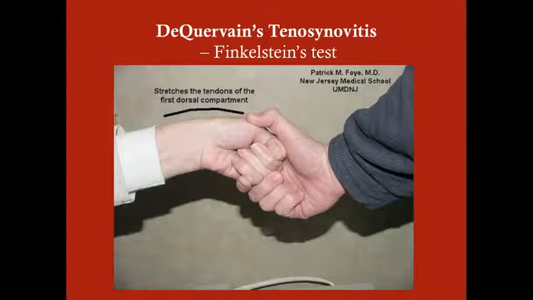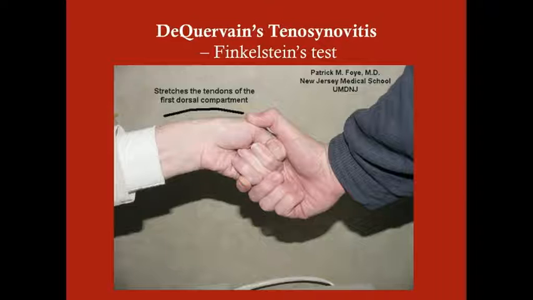So this is Finkelstein's test. And what you do for Finkelstein's test is you tell the patient to make a fist, but put their thumb into that fist. So see here how this guy, this is the patient here on the left side. He's got his thumb inside his fist, and then his four fingers making the fist motion. So it's not a normal fist, it's a fist with the thumb inside the hand.